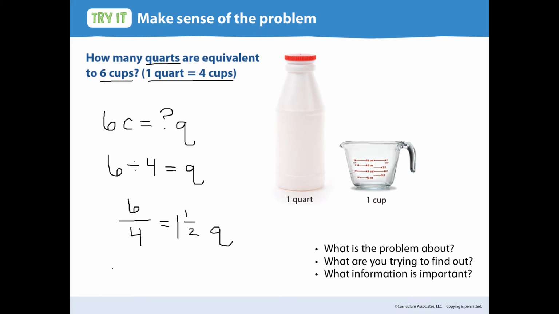And if I look at it this way, I can draw a diagram. So there is a quart, and there are 4 cups in each quart. So I'm going to label these C, C, C, C. My quart is divided into 4 cups, but I have 6 cups, so I'm going to draw 2 more cups over here. And I can see that is 1/2 of a quart. So there's my 1 quart, and there's my 1/2.